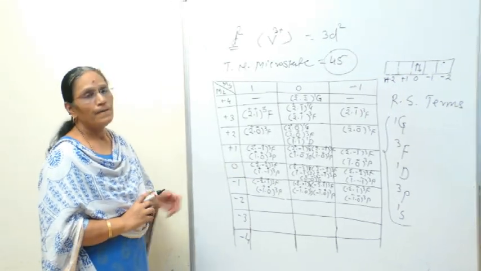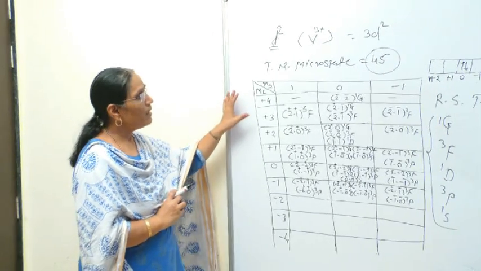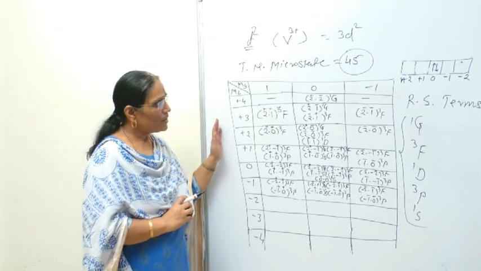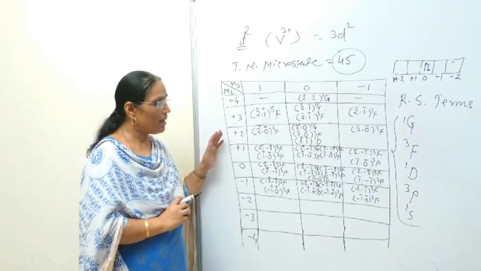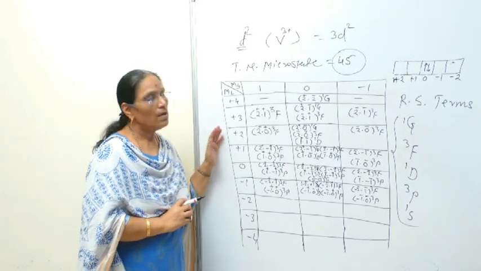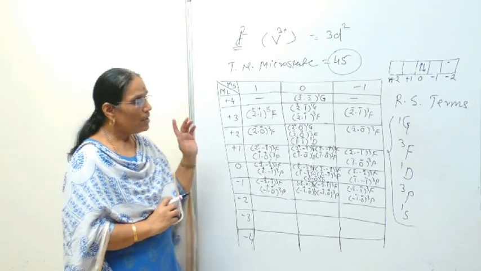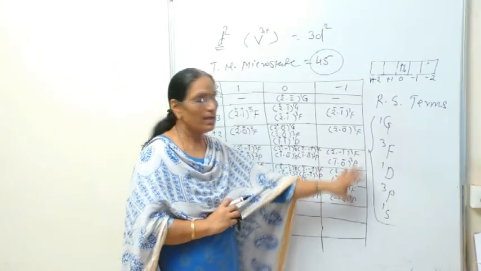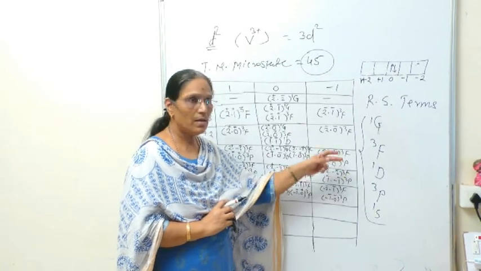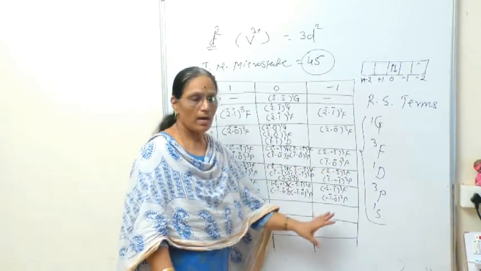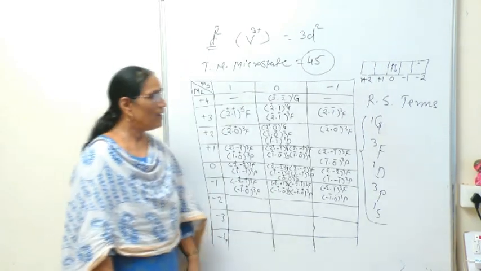So in this way, you can obtain the total number of microstates, and you can also build up the microstate table for the given configuration, and you can find out the possible RS terms, that is energy levels, for the free metal ion or for the given configuration of the free metal ion. So with this we will stop here.